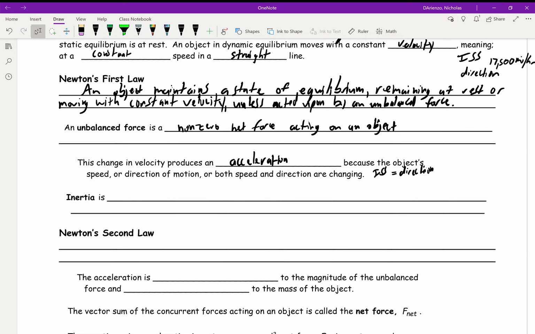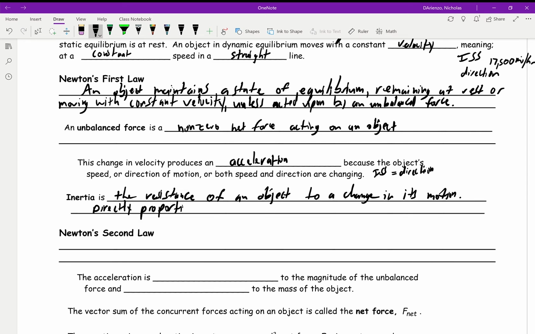Now, to help understand these laws a little bit better, we have to have an idea of what inertia is, and you've probably heard it before. But inertia is the resistance of an object to a change in its motion. And this is directly proportional to mass.